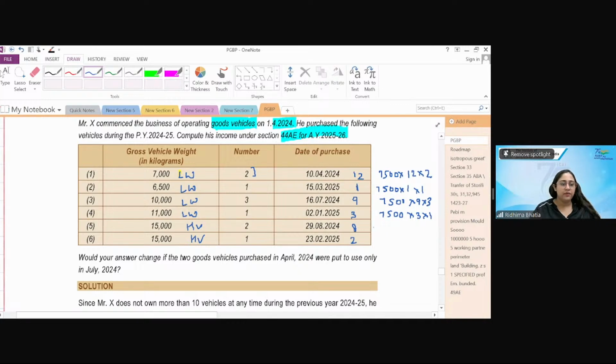ठीक है? Then heavy vehicles पे आ जाते हैं. Heavy vehicles के लिए we have 1000 per ton, यानी 1000 into 15 per number of months 8, and how many? 2. ठीक है? Then again 1000 per ton into 15 per number of months, how many? Just 1. Now the total of this would be my presumptive income. Please calculate it.